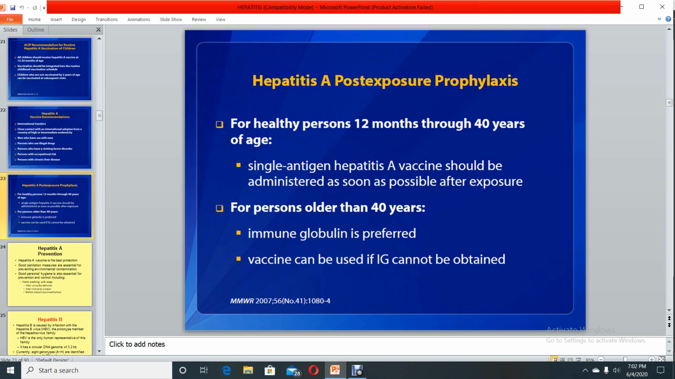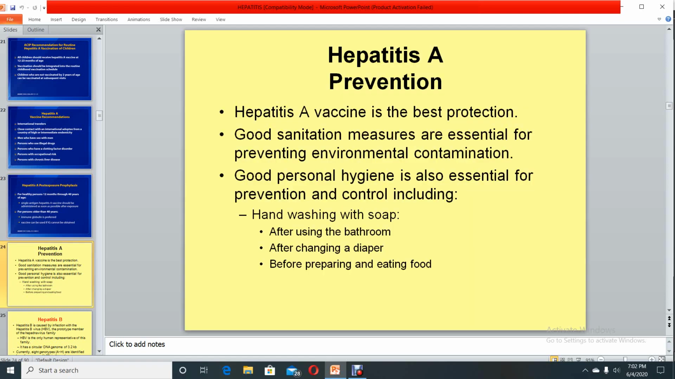So the single antigen hepatitis A vaccine should be administered as soon as possible after exposure. So only 1 dose is given. It can be repeated if there is endemicity of the disease in the area. Prevention is better than cure.